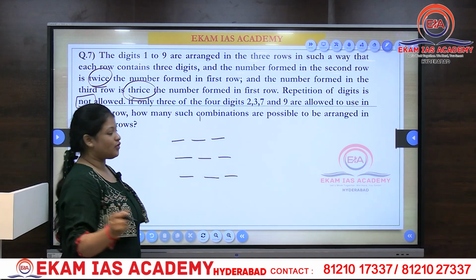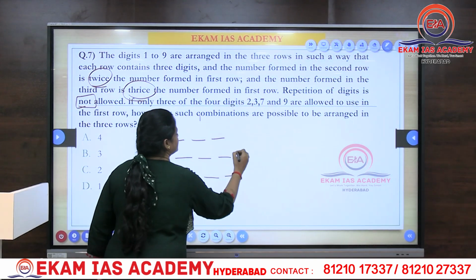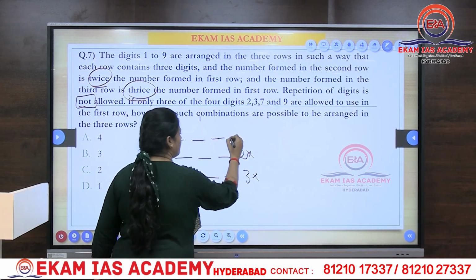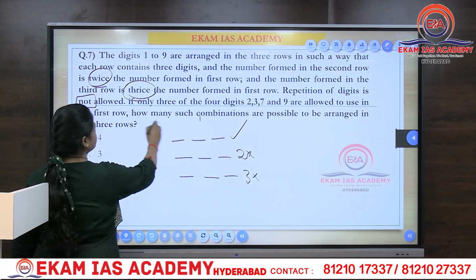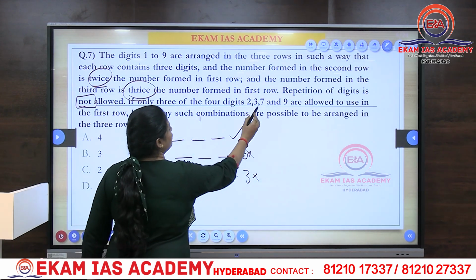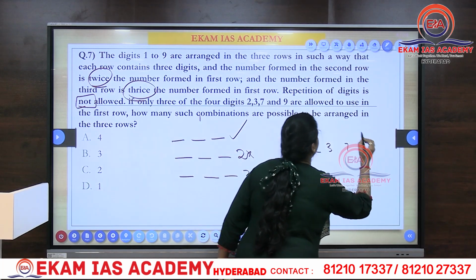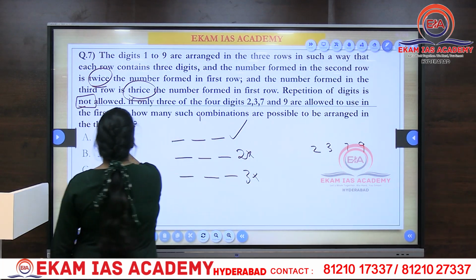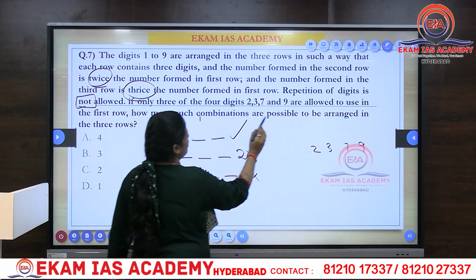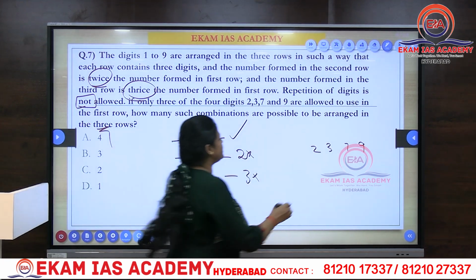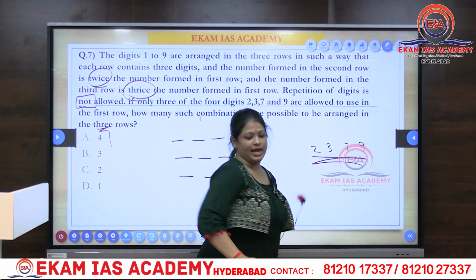There is no repetition of the digits, and the second row is 2 times the first row, the third row is 3 times the first row. And the only 4 digits given to us, 2, 3, 7, 9, are allowed in use in the first row. How many such combinations are possible to be arranged in the 3 rows? So in this case the given digits are 2, 3, 7, 9.